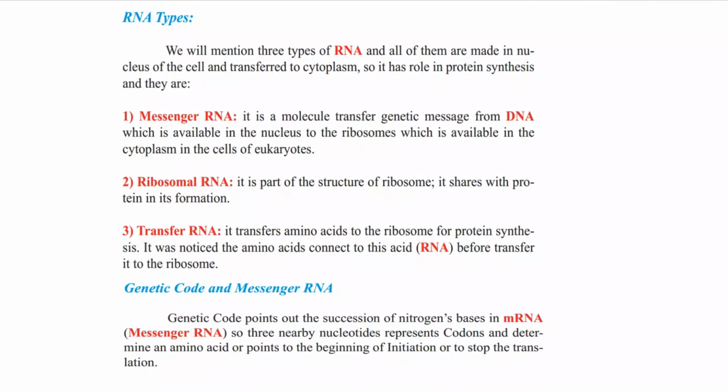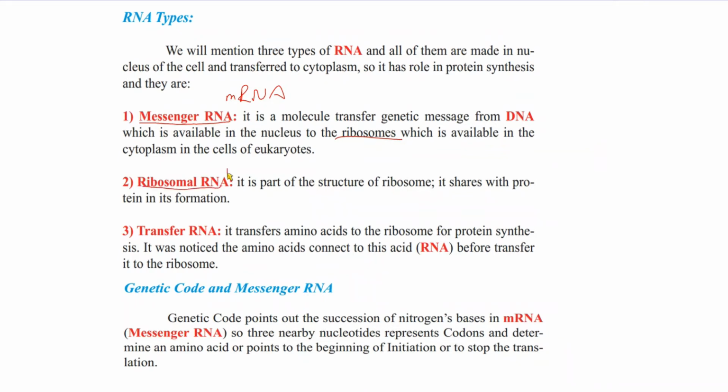In function, there are three types of RNA. We will mention the three types of RNA, and all of them are made in the nucleus of the cell and transferred to the cytoplasm, so they have a role in protein synthesis. As we said, RNA assists the DNA in protein synthesis. The first one is messenger RNA, or we can show it as mRNA. It is a molecule that transfers the genetic messages from DNA, which is available in the nucleus, to ribosomes, which are available in the cytoplasm of the cell in eukaryotes.